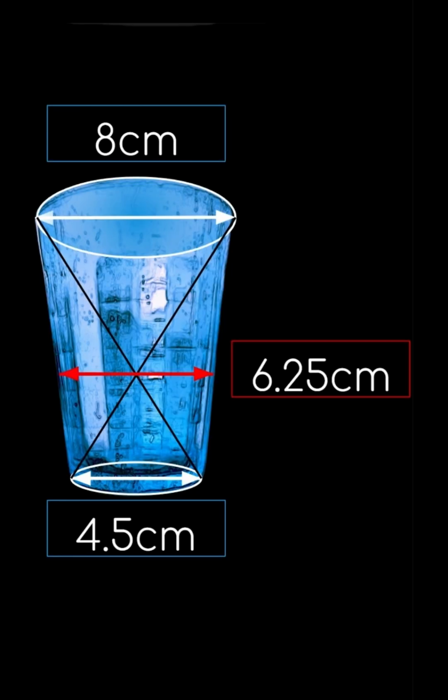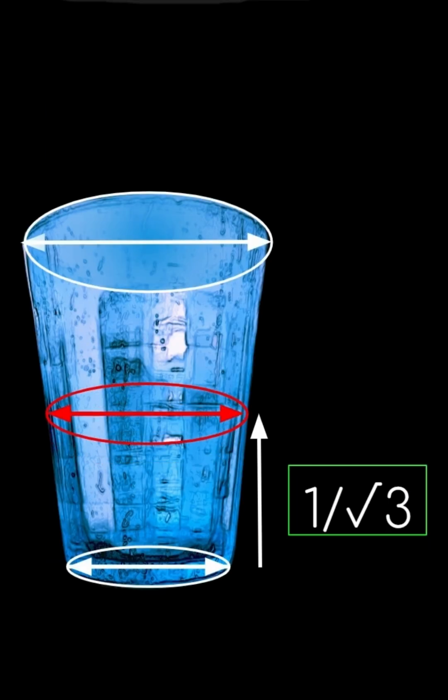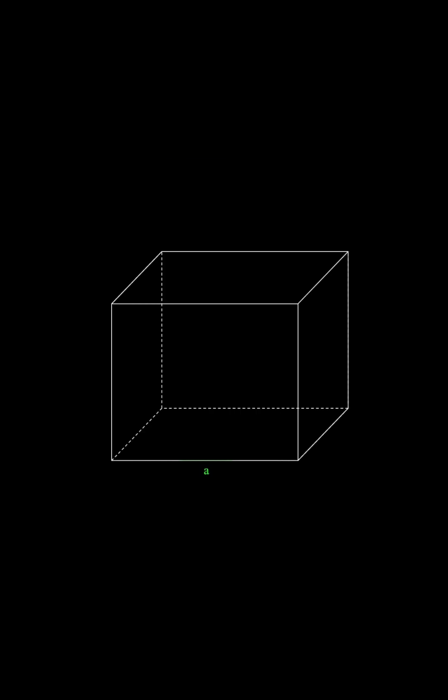I was wrong again. I said that in a glass it's the same as a cylinder with a width 1/√3 way between the bottom and the top instead of halfway between. But it turns out that was wrong too. But then I came across a totally different approach.